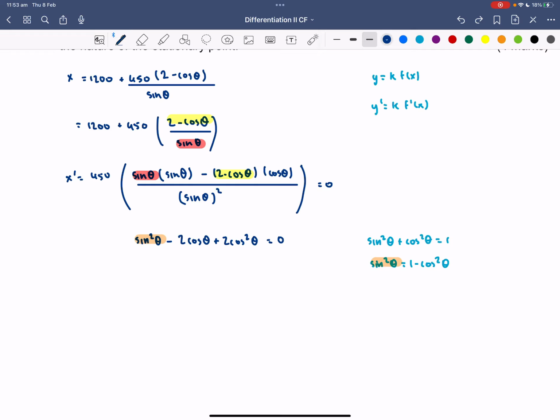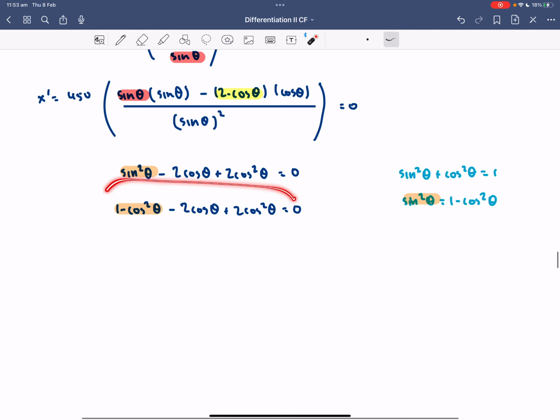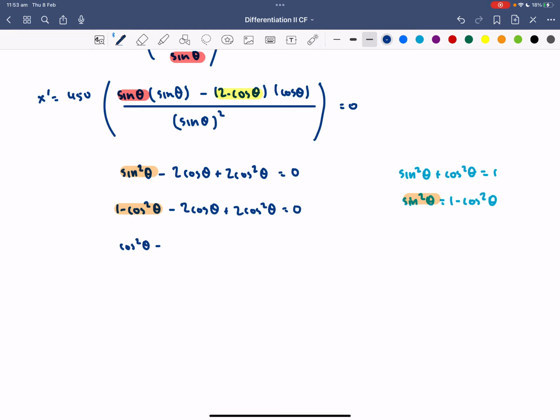1 take cos squared theta, take 2 cos theta plus 2 cos squared theta is 0. I hope everyone's okay with the using of that trig identity. And then I hope everyone realizes that this is looking very much like a quadratic. So if I add up the cos squared theta, you have a minus cos squared theta plus 2 cos squared theta. That's 1 cos squared theta, take 2 cos theta plus 1 is 0.